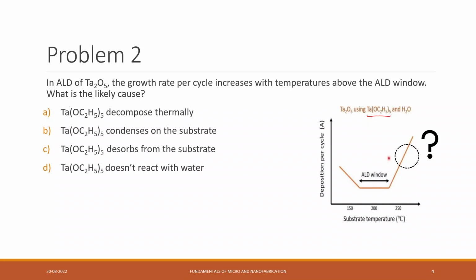Here, we see that the growth rate increases in this region, this circle. You have to tell what is the likely cause of this increase in the growth rate. Ideally, we want our ALD to be done in this window, but we see this kind of behavior, a sudden increase in the growth rate. You can type your answers.